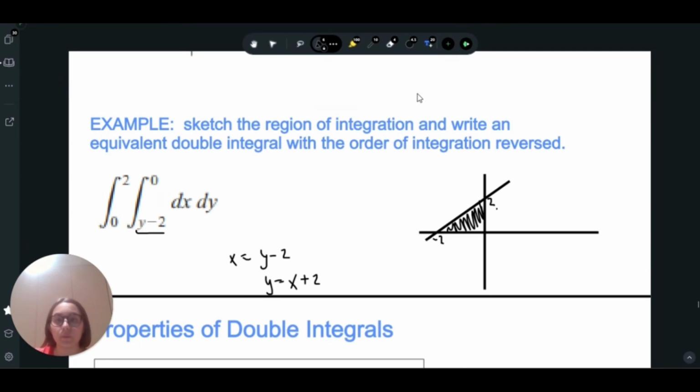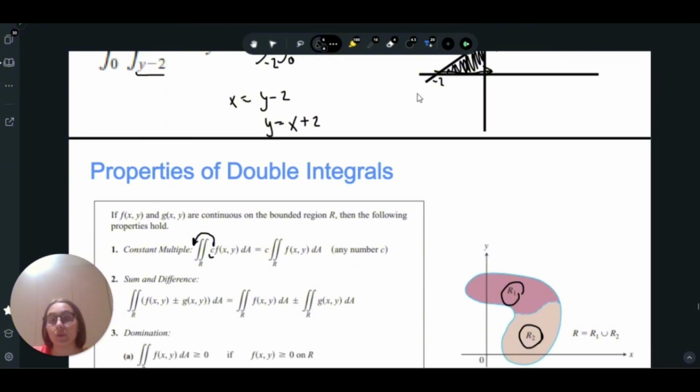So we got the graph, we sketched it. Now we should do the integration reversed. Firstly we went from y to 0, but now we should find dy, then dx. So now we should move in this direction. So it will be from 0 to x plus 2, and dx will be from negative 2 to 0. That's it.